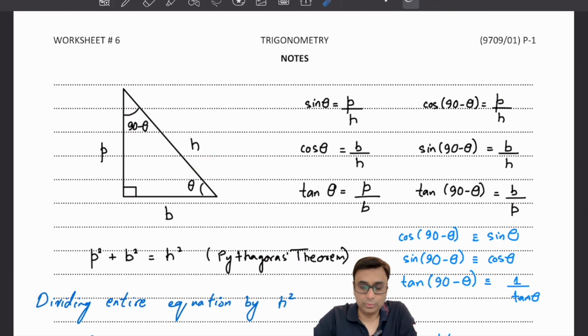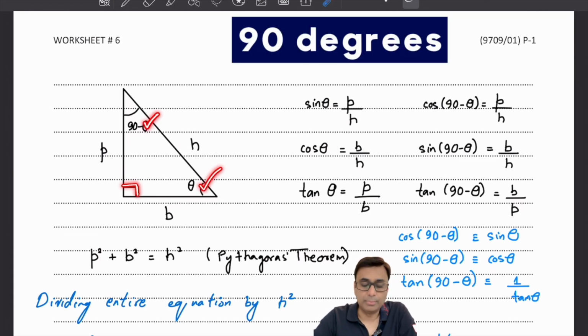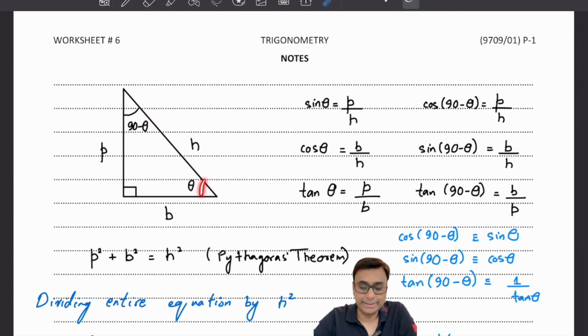First of all, we should know that the sum of three angles of a triangle is equal to 180 degrees. Since it is a right angle triangle, this angle is 90 degrees. So the sum of the remaining two angles must be 90. And if one of them is theta, the other one must be 90 minus theta.